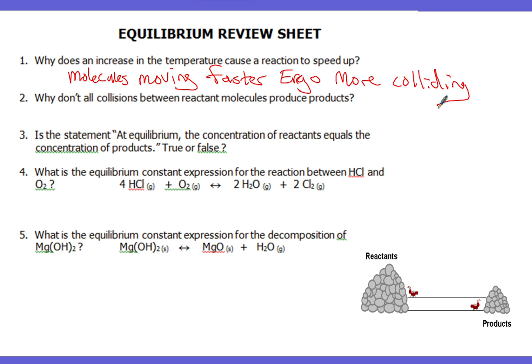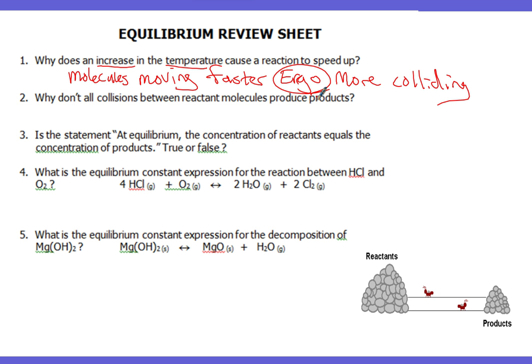Well, if the temperature is increased, then they're moving around faster. Temperature is proportional to kinetic energy. So, there we go. Increasing temperature moves them around faster. And then we also learned that ergo means therefore.